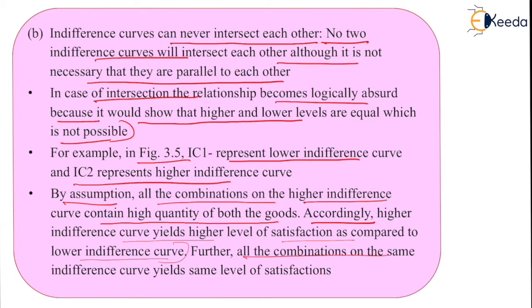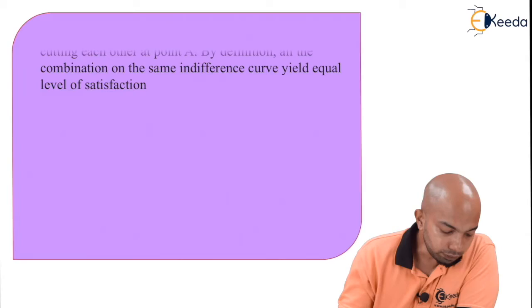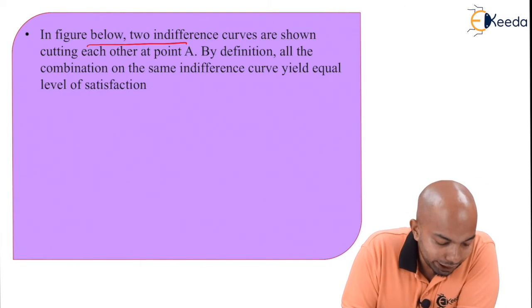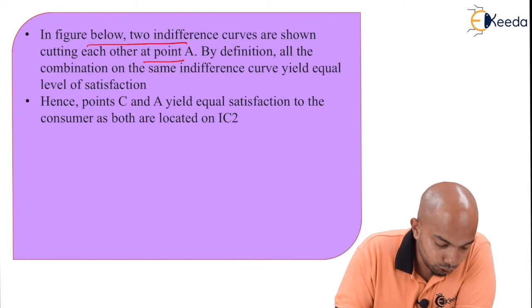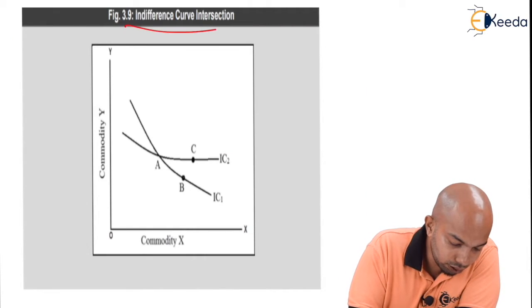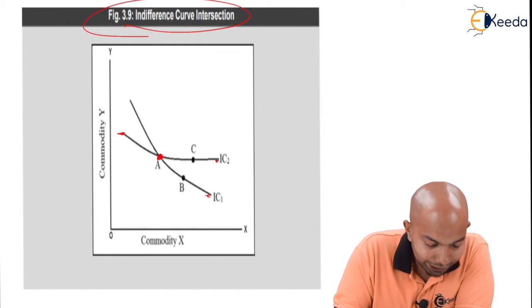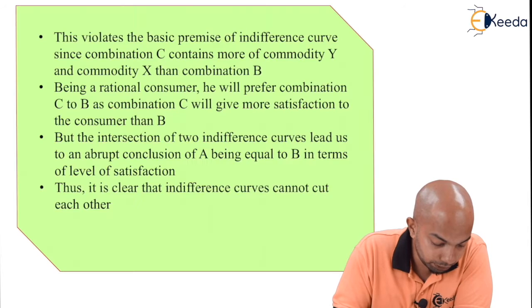Further, all the combinations on the same indifference curve yield the same level of satisfaction. That is again an assumption we discussed when we discussed the indifference curve itself. Now, in the figure below, two indifference curves are shown cutting each other at point A. Let us go into the figure. This is IC2, this is IC1. They are cutting each other at point A.